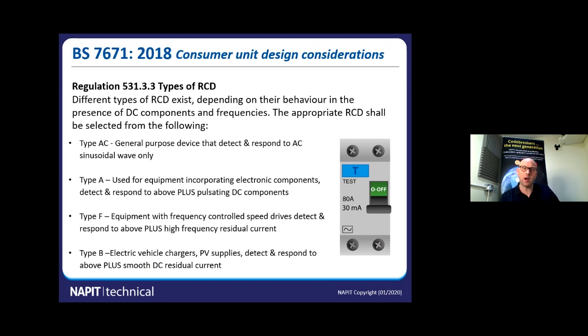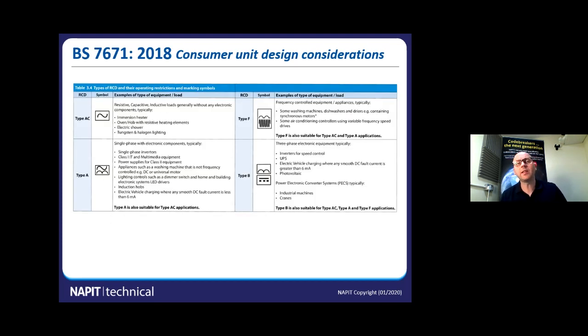So that's the kind of hierarchy of devices. The best one is the type B and the worst one is the type AC. It also goes in price, so the type B will be a lot more expensive than the type AC, so there are a number of considerations there. Looking at this table, this is table 3.4 in the On-Site Guide, and what we've given there is the symbols of the devices and some typical loads that you would use on those types of RCDs. So just to recap, that regulation is putting the onus on you to choose the correct device for the installation.